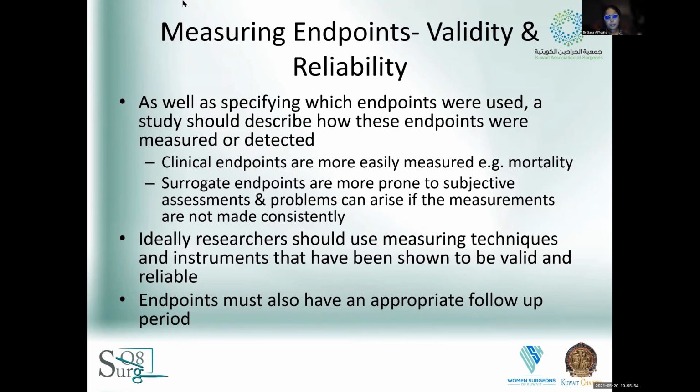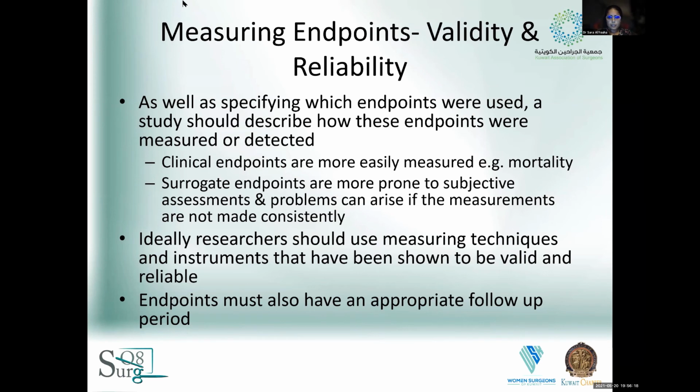Clinical endpoints are easy. So mortality, you're either alive or dead. It's simple. Surrogate endpoints like CRP are more prone to subjective assessments or questionnaires, and problems can arise if it's not made consistently. So we know that CRP is an inflammatory marker, but other things can raise it, and it can make it not as clean a design.